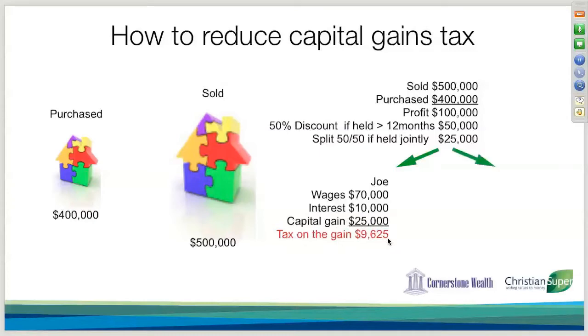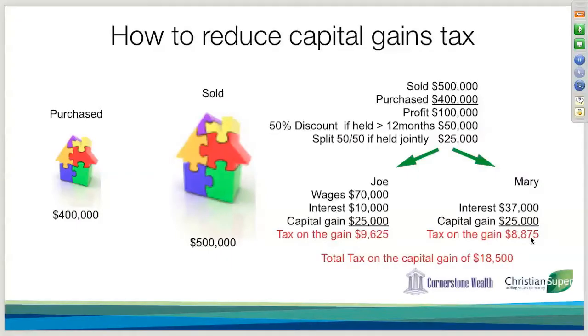Now, Mary, his spouse, is not working, but she's got investments that are earning $37,000 per annum, and the capital gain is again $25,000. Because she's on a lower tax threshold, the tax that she pays on the gain is $8,875. So the question is, how can we reduce the capital gains tax on the sale of this investment? Because it's a significant amount of capital gains tax. It's $18,500 in total.